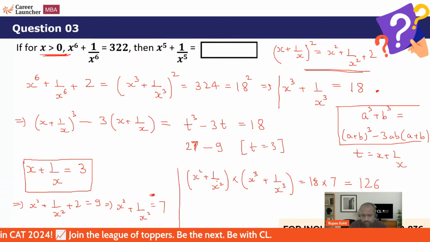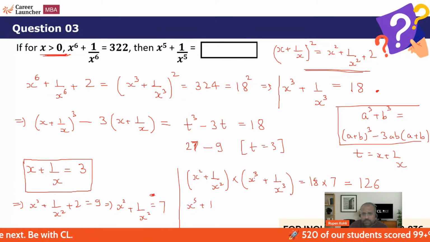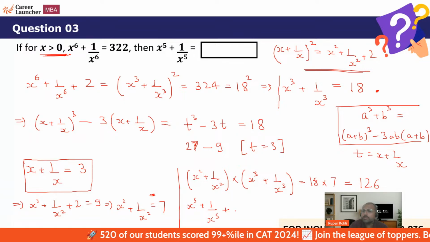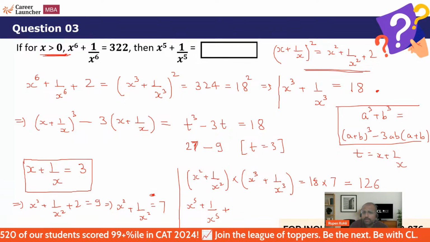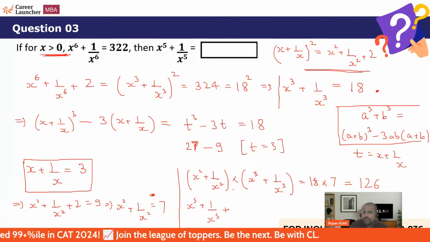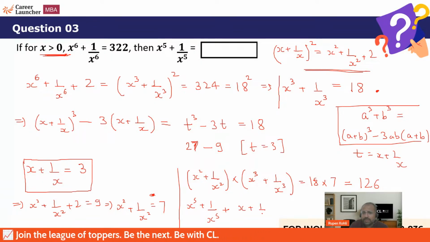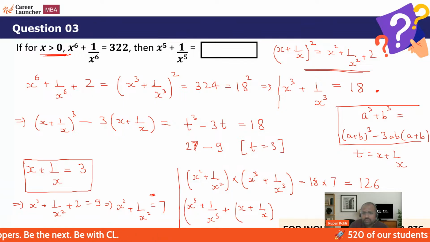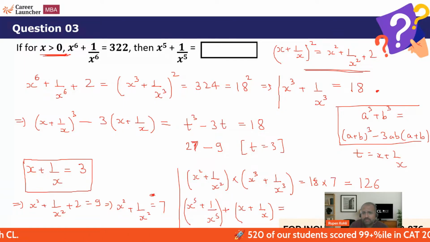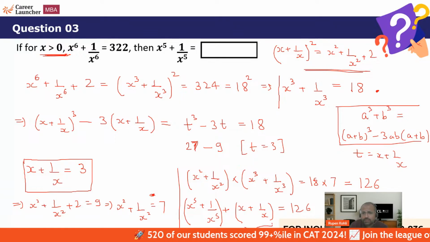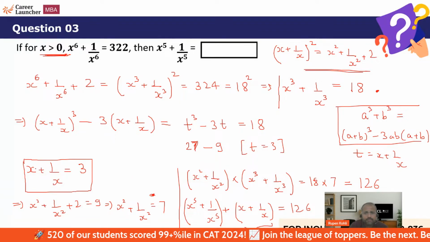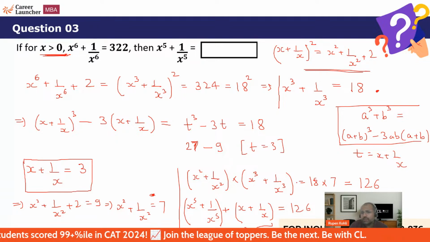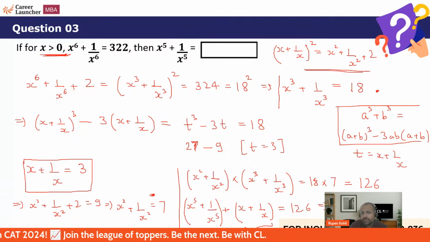So if we now carefully multiply these terms, we'll get what we want. We'll have x raised to power 5 plus, into this, and then multiplying the reciprocals, 1 by x raised to power 5. But there are some extra terms also. x square into 1 by x cube will be 1 by x, and x cube into 1 by x square will be x. So there's an extra term coming as x plus 1 by x. So this plus this is 126, of which this thing we already know is 3, which we have obtained over here. So 126 minus 3, which is 123, is the required value of the given expression. 123.